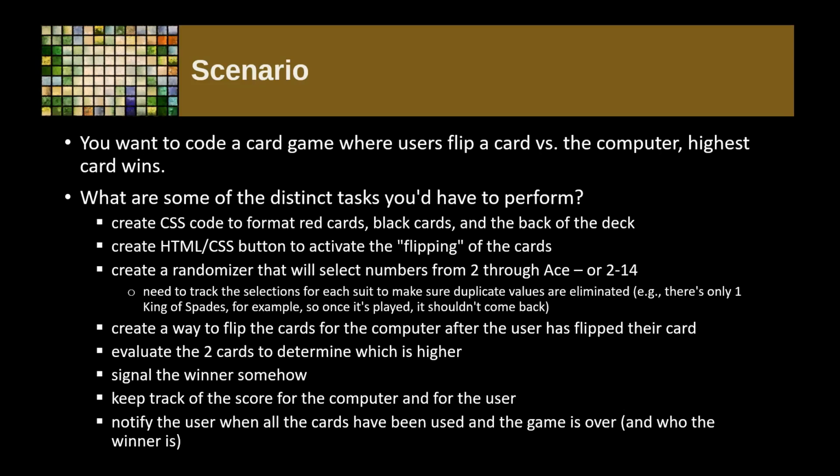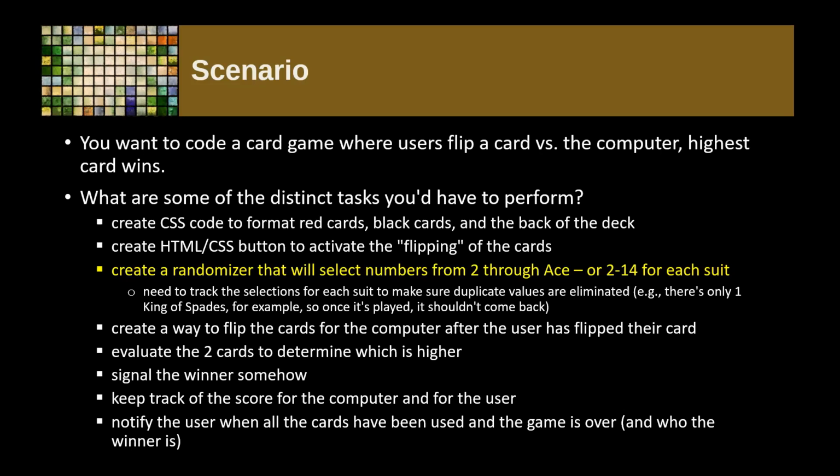What do we know so far? We know how to do the CSS and the HTML. We can do a little bit of formatting. That's easy enough. But then let's focus on this one: create a randomizer that will select numbers 2 through 14. At the very least, let's create that randomizer and then display our values on the page in some way. So that's what we're going to focus on in the next video.